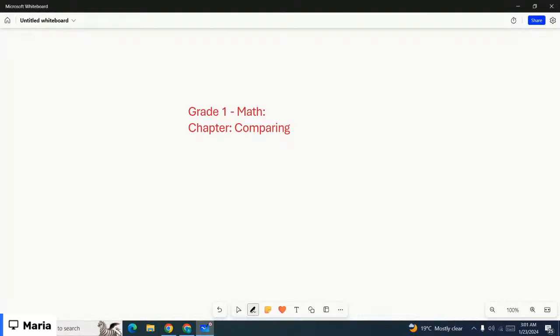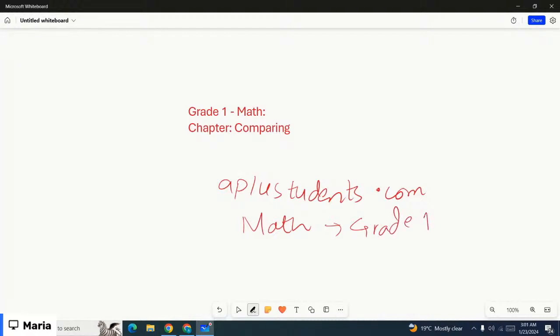You can find all the lessons on aplusstudents.com. You have to log in there using your email address and password provided by the administrator. Then you have to select math from the subject tab. Scroll down to grade 1 and then click on view all lessons. There you can find a list of the chapters. We're going to start the chapter comparing.